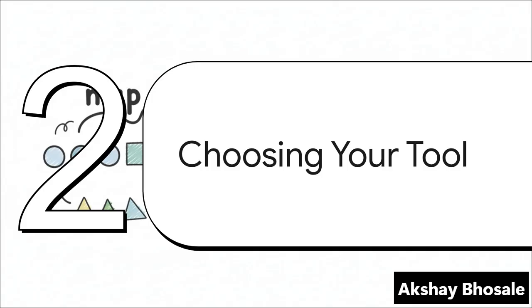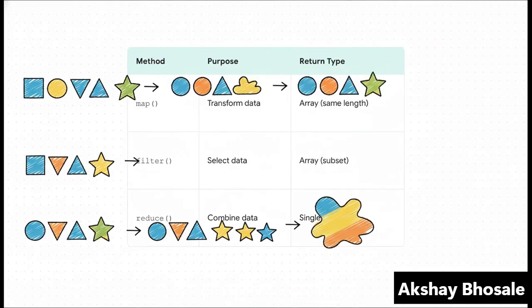Okay, so we've met the whole toolkit. Now for maybe the most important part. How do you decide which one to use? Honestly, it's simpler than you might think. This summary table is basically your cheat sheet. If your goal is to transform data and you need an array back of the same length, you're going to use map. If you need to select a subset of data based on some condition, use filter. And if you need to combine all your data into one single output, reduce is your go-to.